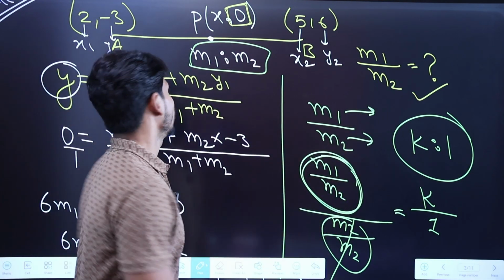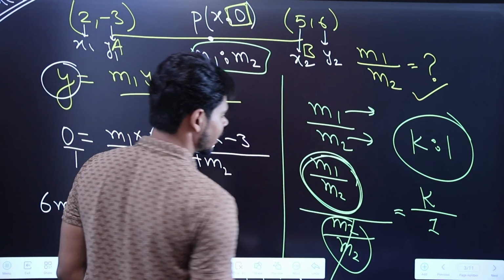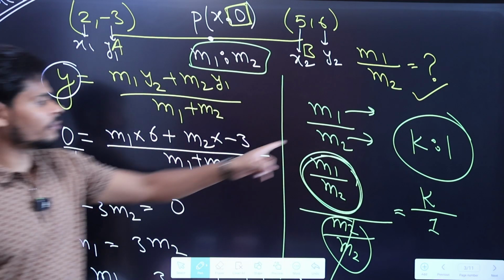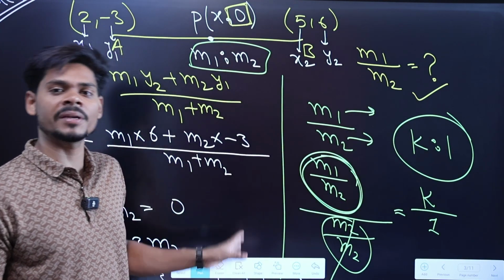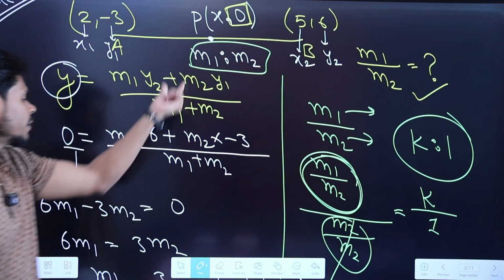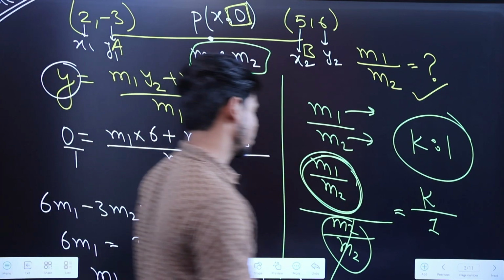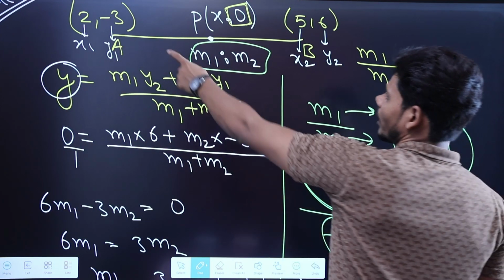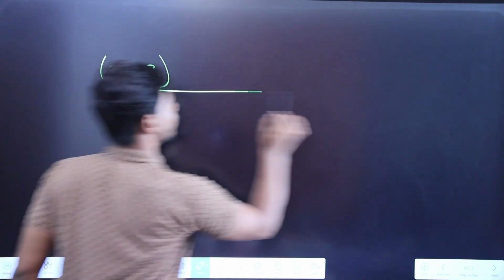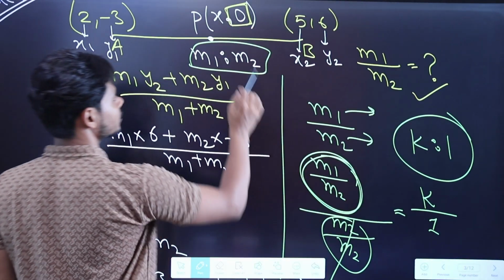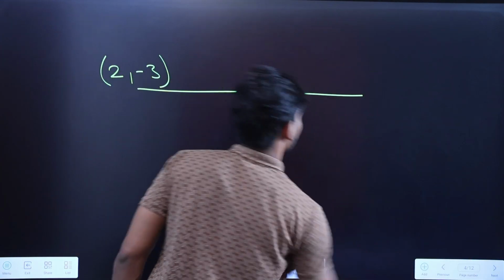So whenever in any textbook k:1 is taken, don't think that is wrong. From another method, again I am going to solve to get the value of k as 1/2, the same ratio that we got from the very simple method. Okay, fine. The points are 2 comma minus 3, and the other one is 4 comma 6. It was 5 comma 6.